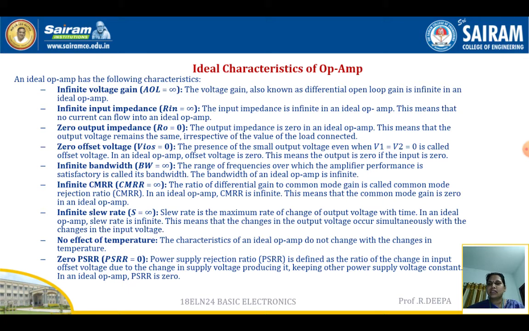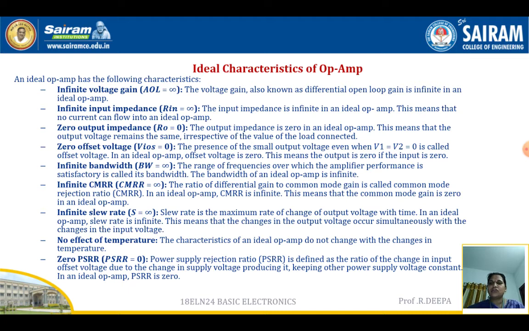The next characteristic is infinite slew rate. So what is slew rate? It is the maximum rate of change of the output voltage with respect to time. In an ideal op amp, the slew rate will be infinite. This means that changes in the output voltage occur simultaneously with changes in the input voltage. So every change in the input voltage affects the output voltage. This is represented by a parameter called slew rate S, and it will be infinite for an ideal op amp. The next characteristic is the effect of temperature.